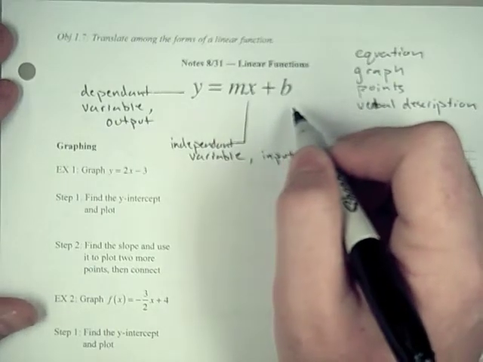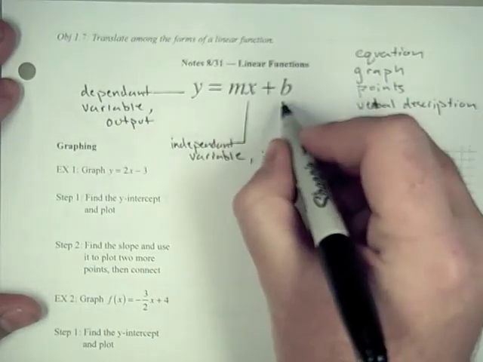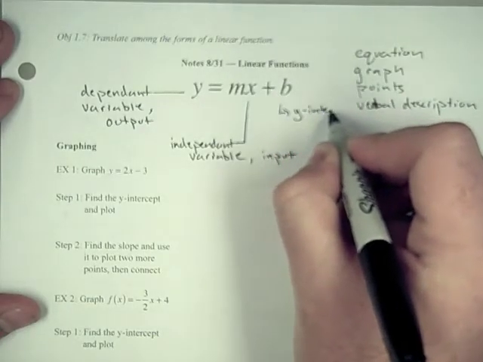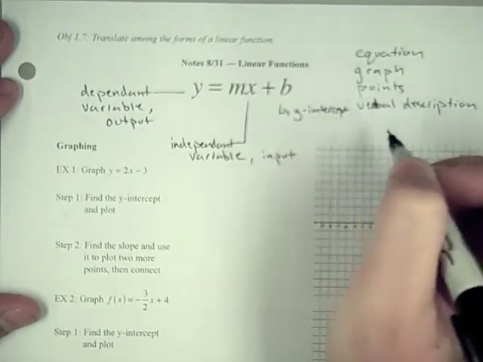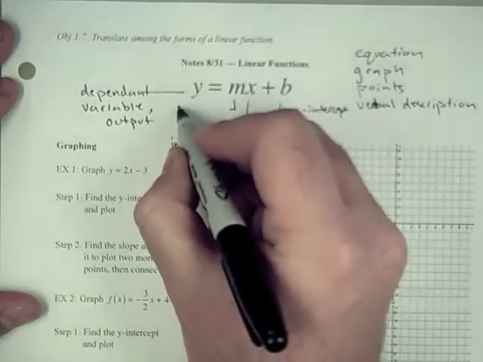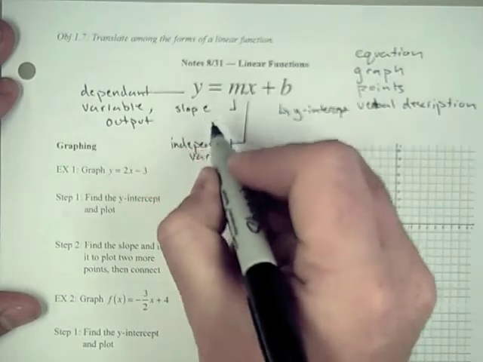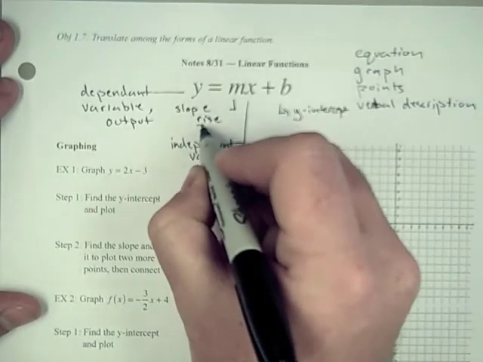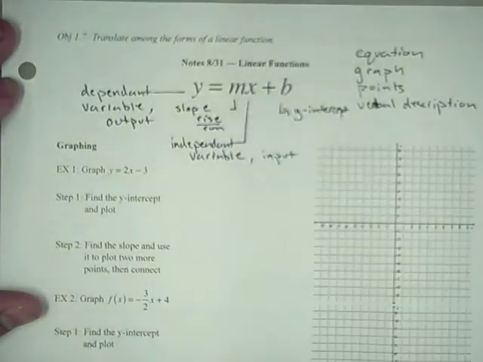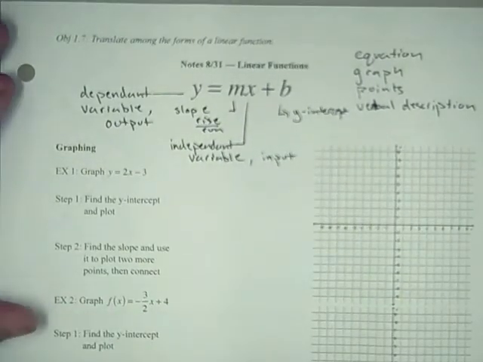This is the slope-intercept form of an equation because b is the y-intercept. It's where the line crosses the y-axis. And m is the slope, which is rise over run. So y equals mx plus b is the most basic form of your equation.